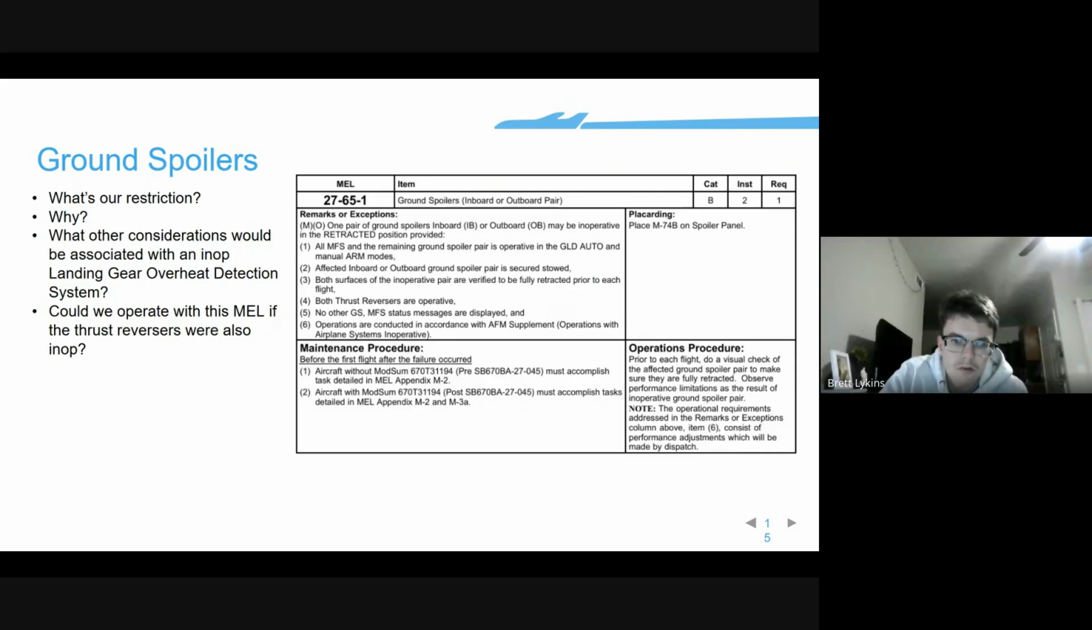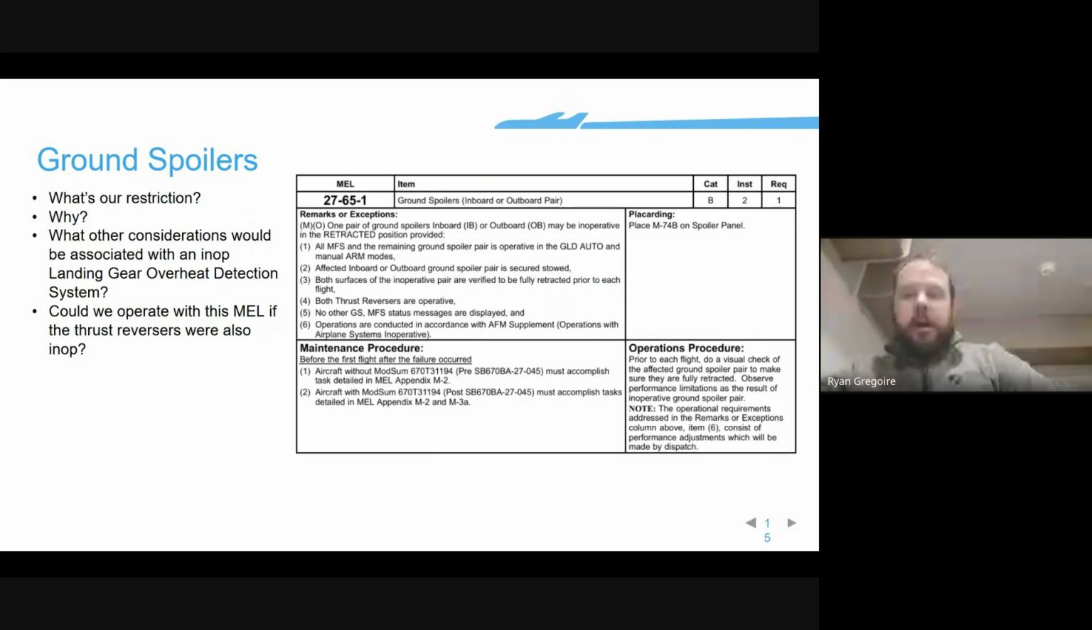Both the thrust reversers have to be operating. Very good. Both thrust reversers must be operative. This is one of those that would fall into the conflicting MELs category, because if we had this MEL applied as well as an MEL for the thrust reversers, or even just one thrust reverser, we would not be able to legally dispatch this flight because we would have conflicting MELs.